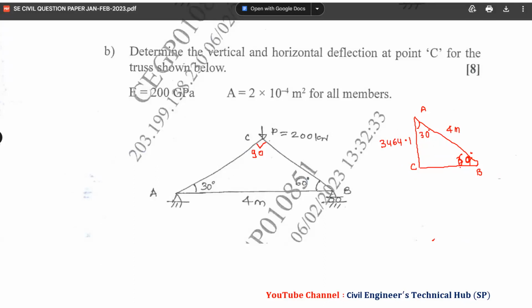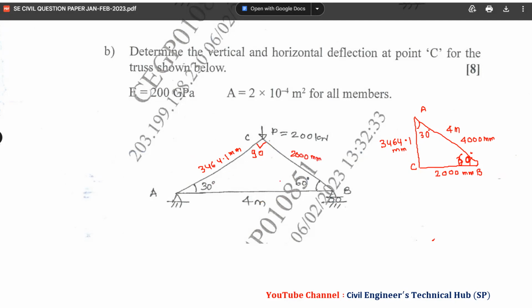And then 4 cos 60 or 4 sin 30, this will be CB, 2000 millimeters. So this is most important, how to find the length of the members. We have this as 4 meter, AC is 3464.1, and BC is 2000 millimeters.